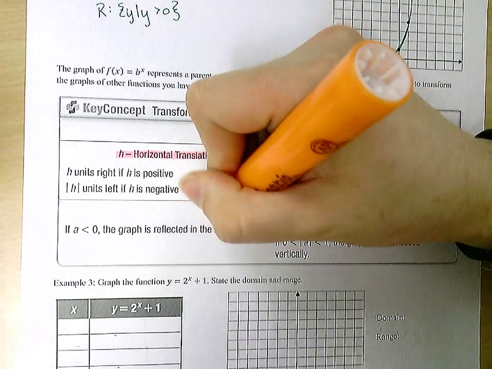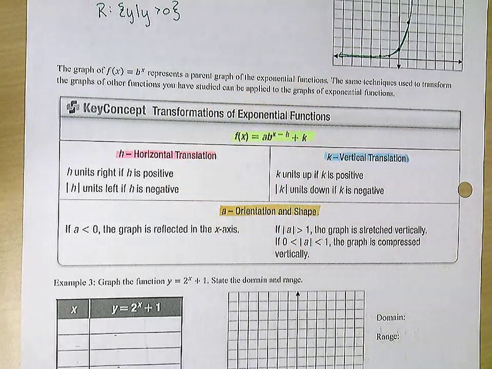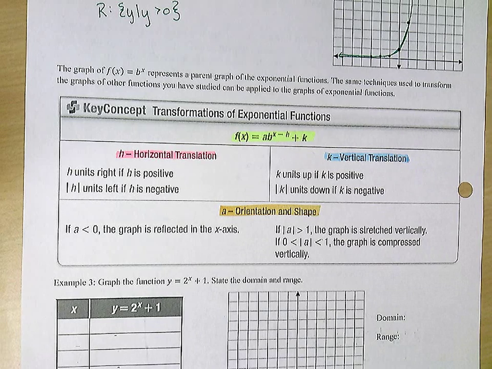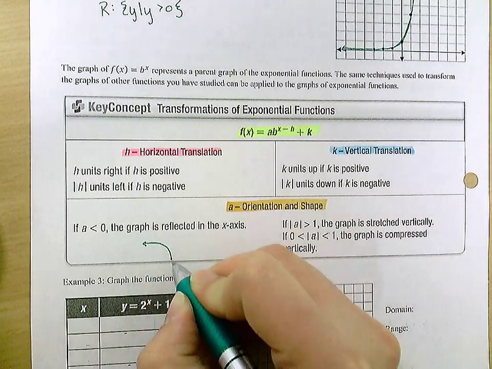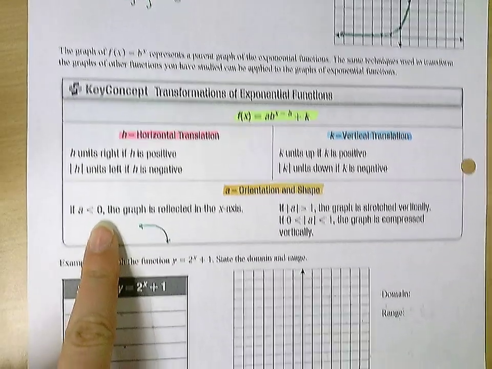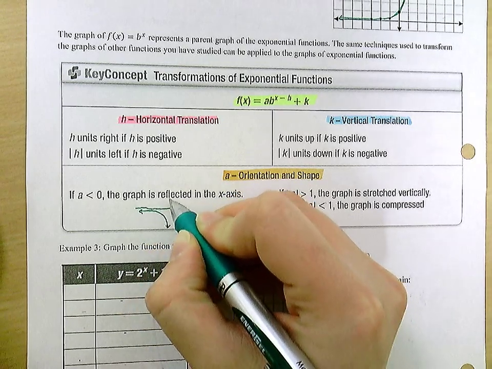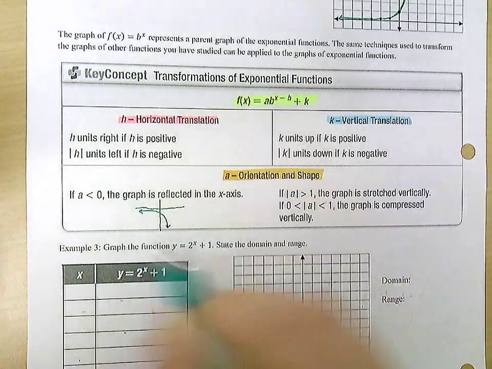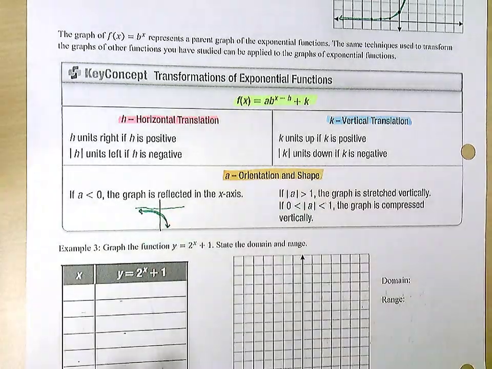So if you have a less than 0, so it's negative. If your a value in front of your b value is negative, it is going to reflect it in the x-axis. That means it's going to go down this way instead. So that's if a is less than 0 or negative. This is the form your graph would take then. It'd be reflected in the x-axis. That's what that means.